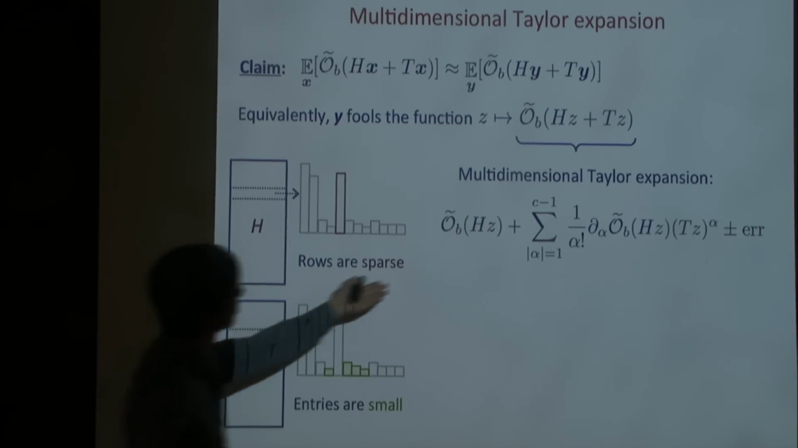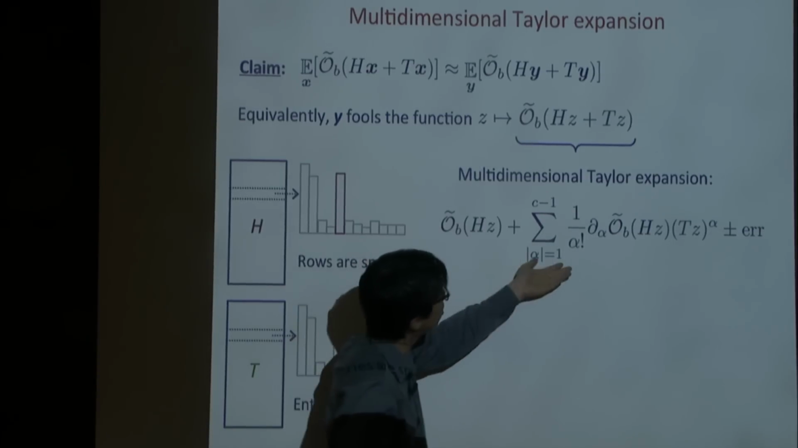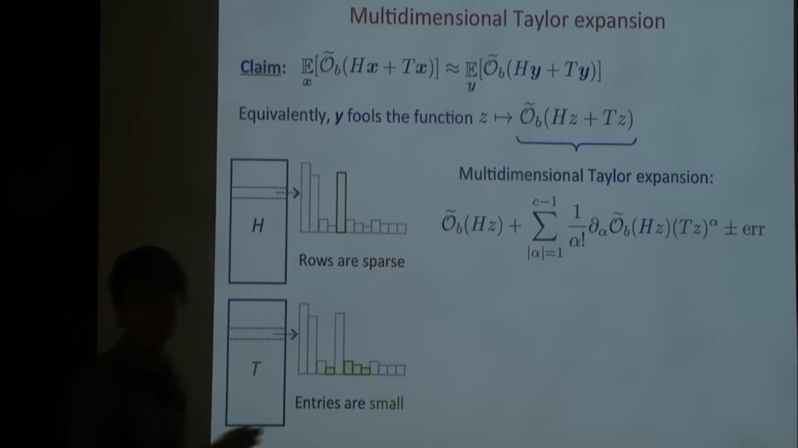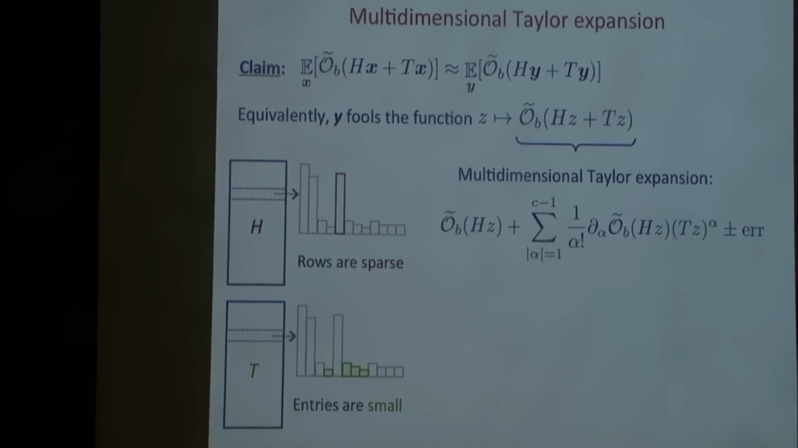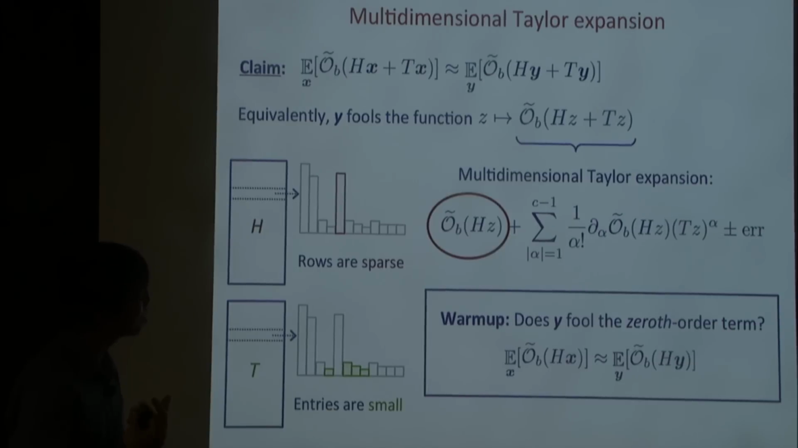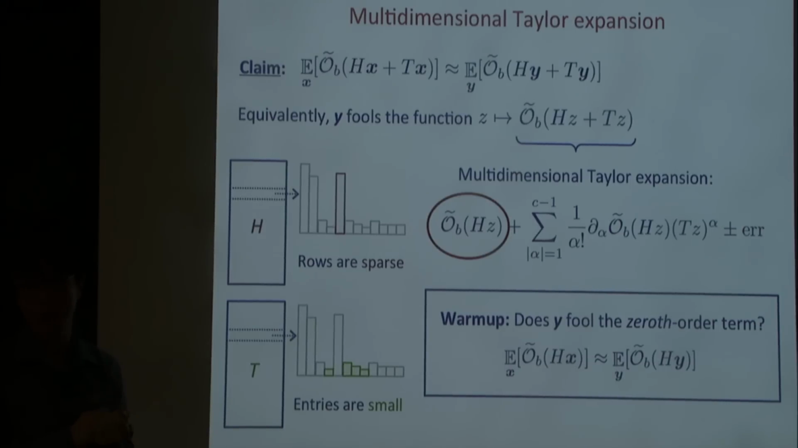It's not so important, the exact expression, but there's a 0th order term, there's some intermediate terms, and then you truncate it somewhere and you get an error resulting from the Taylor expansion. Let me just point out one thing: what's special in our setup is that even the 0th order term, it's not clear that you can fool the 0th order term.